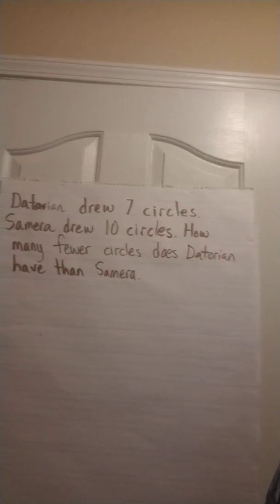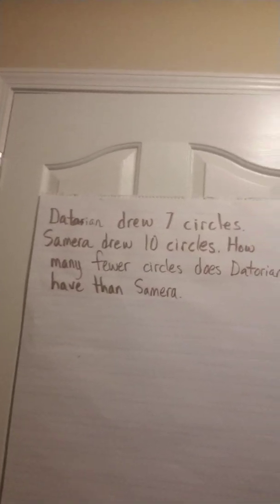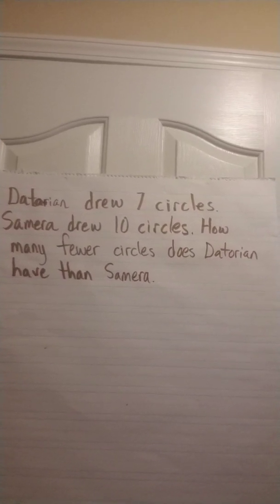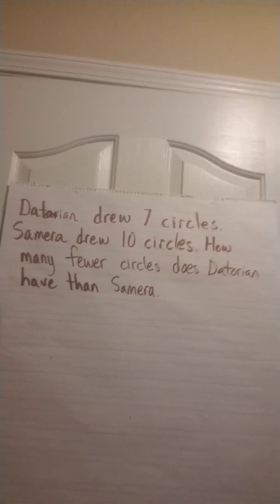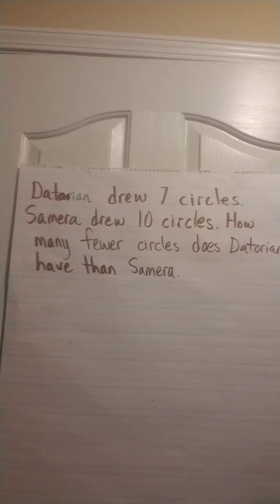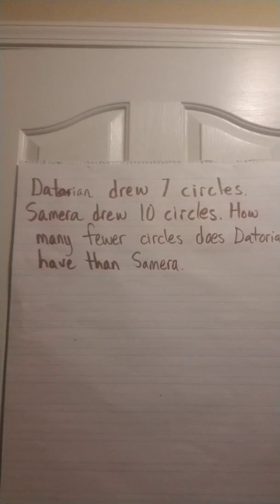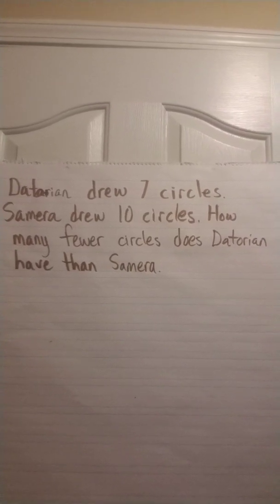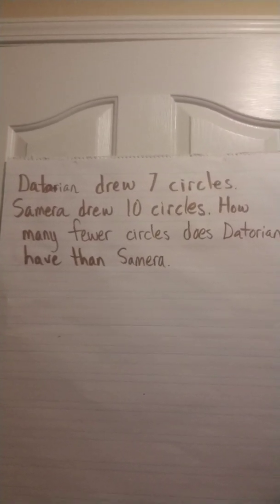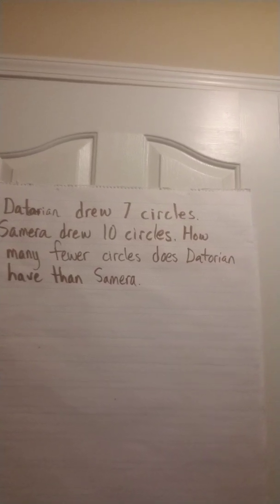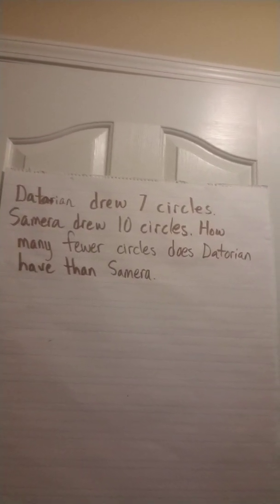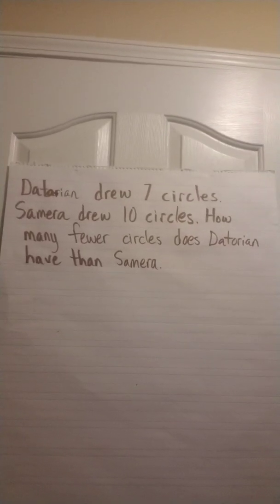All right. So Tutorian drew 7 circles. Samira drew 10 circles. How many fewer circles does Tutorian have than Samira? Listen closely. Tutorian drew 7 circles. Samira drew 10 circles. How many fewer circles does Tutorian have than Samira? Pause your video. When you answer it, click go, and you will see your answer.